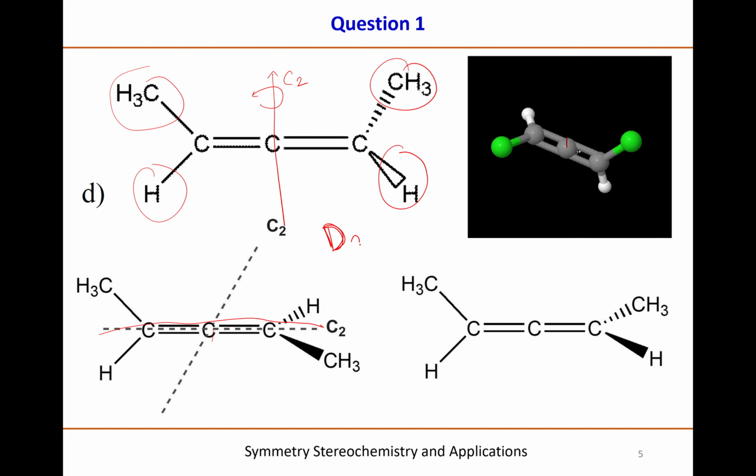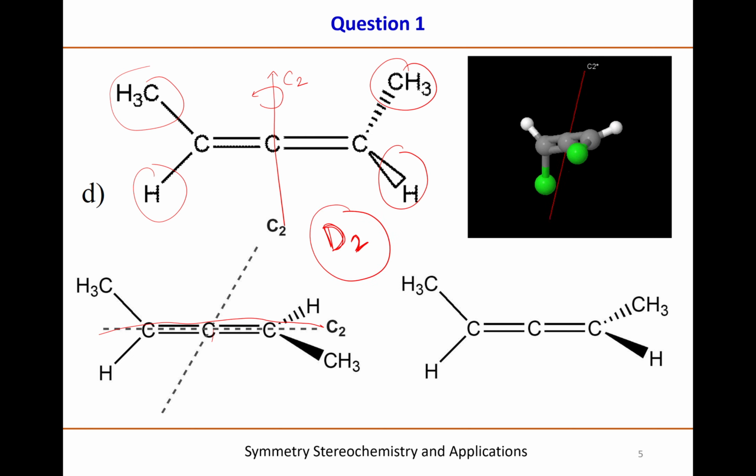D2. Is there any plane of symmetry? No, because the allene system has different groups on opposite sides, perpendicular to each other. We don't have any symmetry element here. Only the axis of symmetry is present. There is no other symmetry element. So that's why the point group of this allene system is D2.